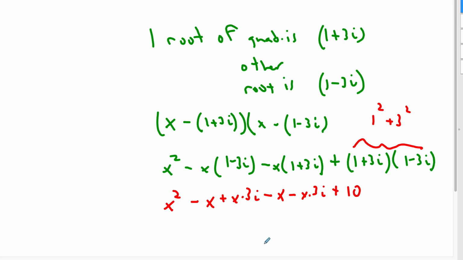Okay? Now, what happens? Like terms, plus x times 3i minus x times 3i cancel. So we have x squared minus x minus x, minus 2x, plus 10. So what this means is we do have a quadratic that has these two roots. And if we have these two roots, we could actually figure out what the quadratic was. But it is a quadratic that has real number coefficients, because the imaginary parts cancel out.